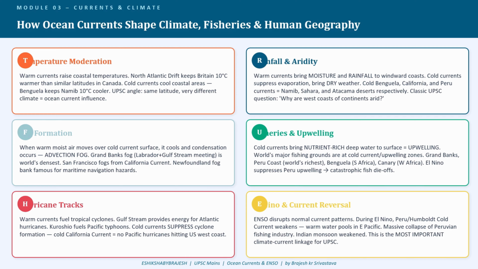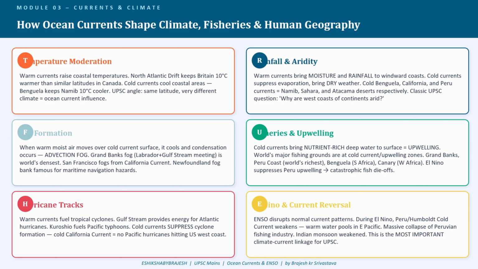Effect 2: Rainfall and aridity. Warm currents increase evaporation over the ocean surface. The air above becomes moist, and when this moist air moves onshore, it brings rainfall. This is why the windward coasts of continents that receive warm current winds get heavy rainfall.